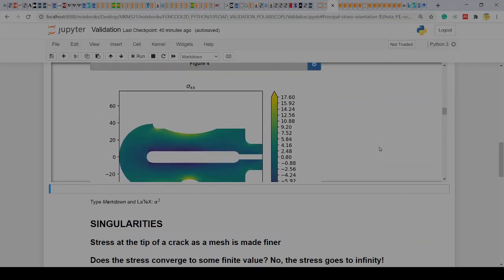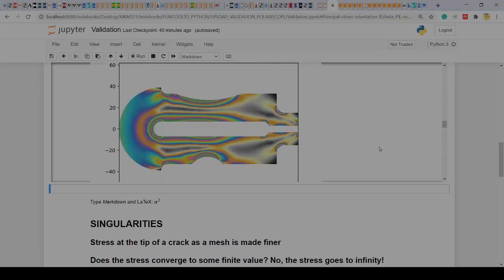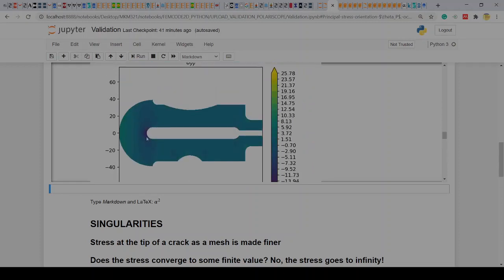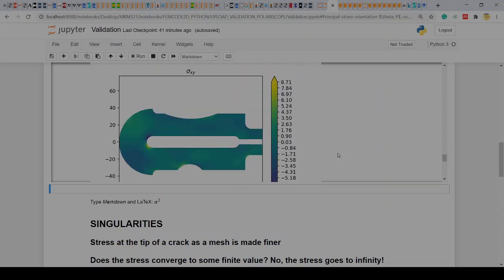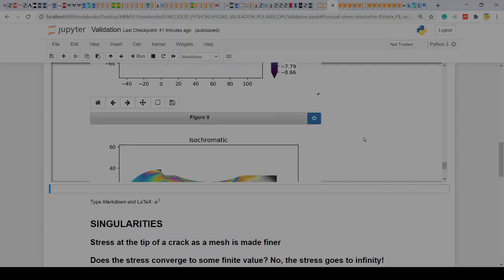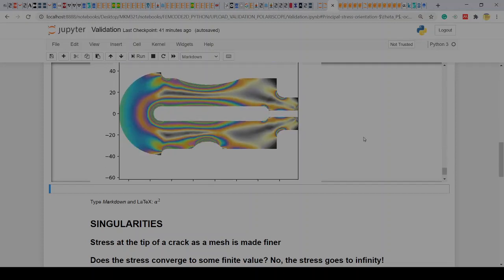Sigma XX going up to 17 MPa, isochromatic, there's sigma YY 25. You can now see compressive loading here. Start seeing more of that sort of tensile loading there, some tensile colors coming in there. And then the shears are also now up to about 8 MPa. And that's really what this allows us to do. So this is now full field validation, beautiful.